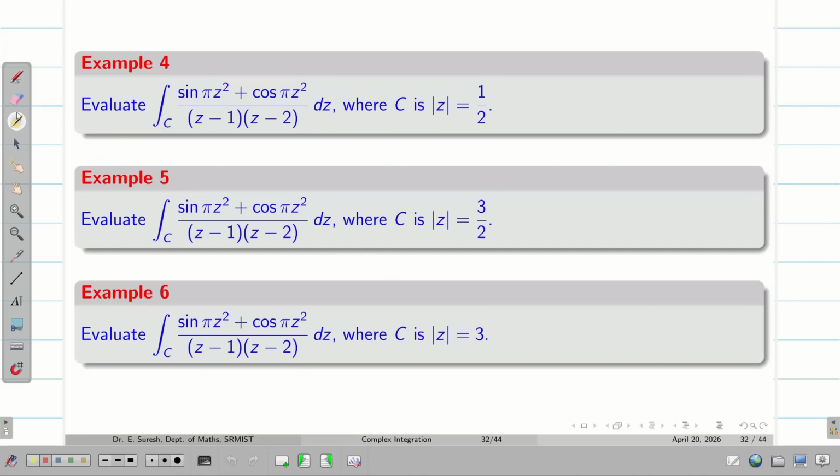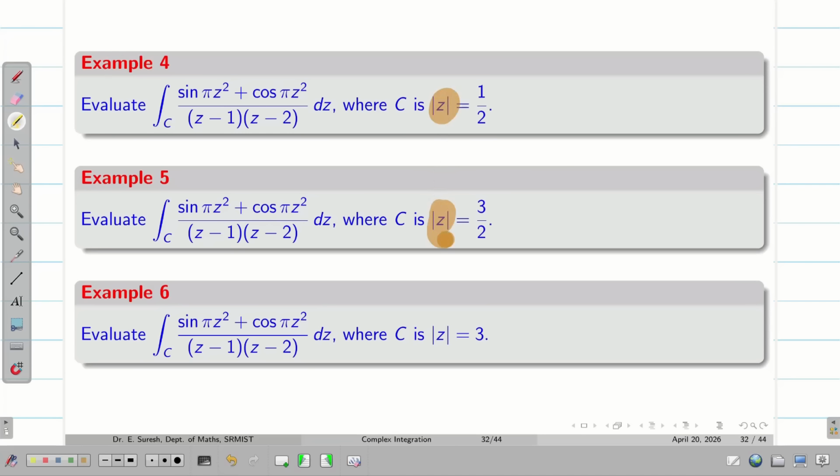In the part 2 video, we started learning how to solve problems which have more than one singular point. In example 4, we saw both singular points lie outside C. In example 5, one singular point lies outside C and the other lies inside C. In example 6, we saw both singular points lie inside C. But something is common in all the 6 problems.